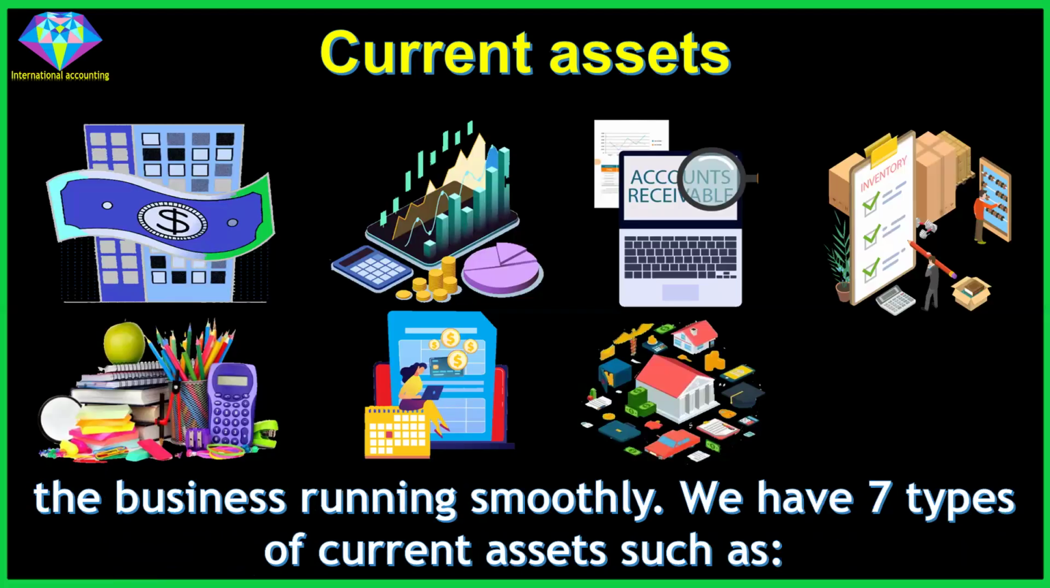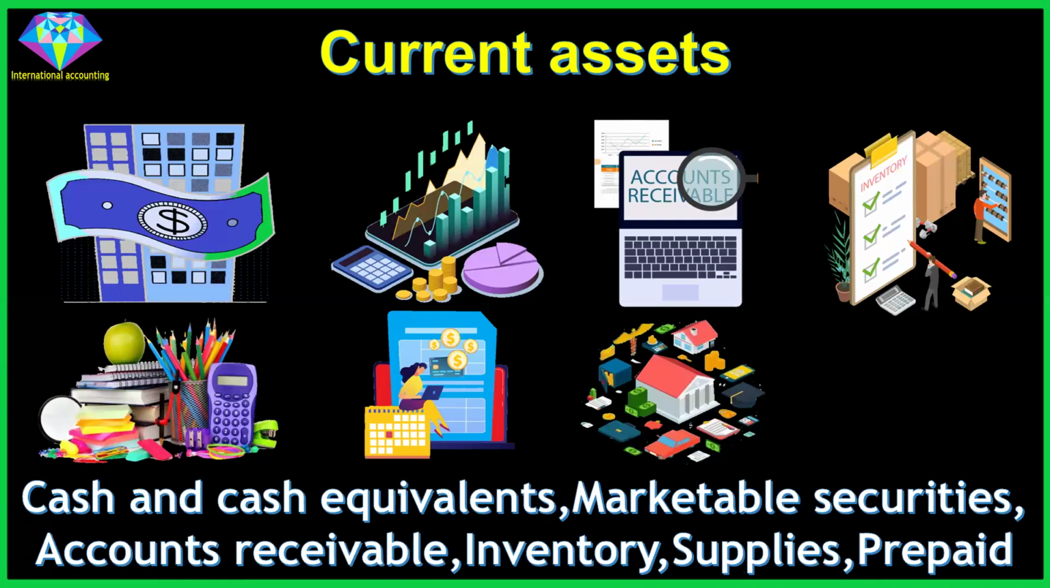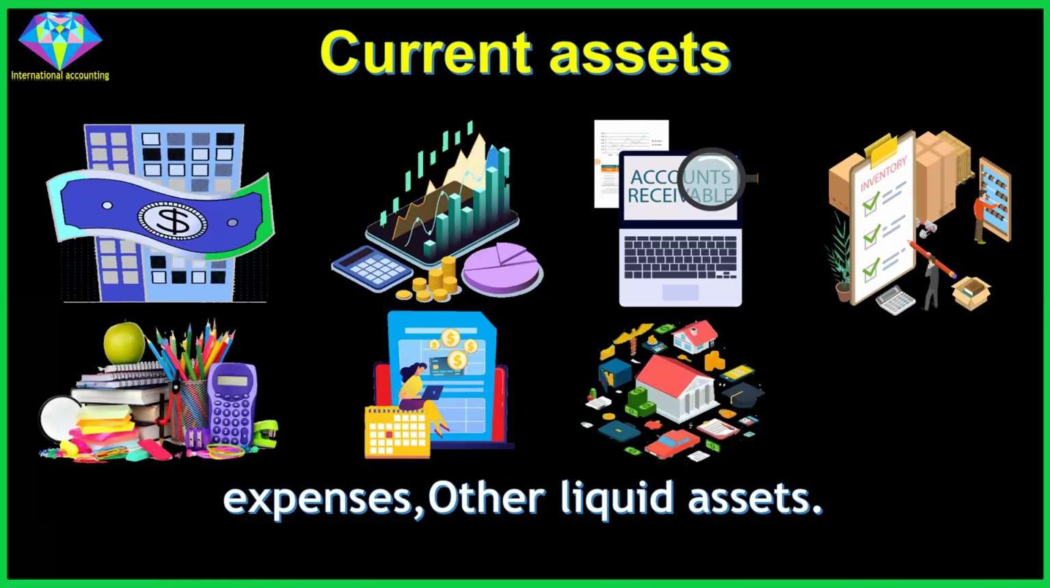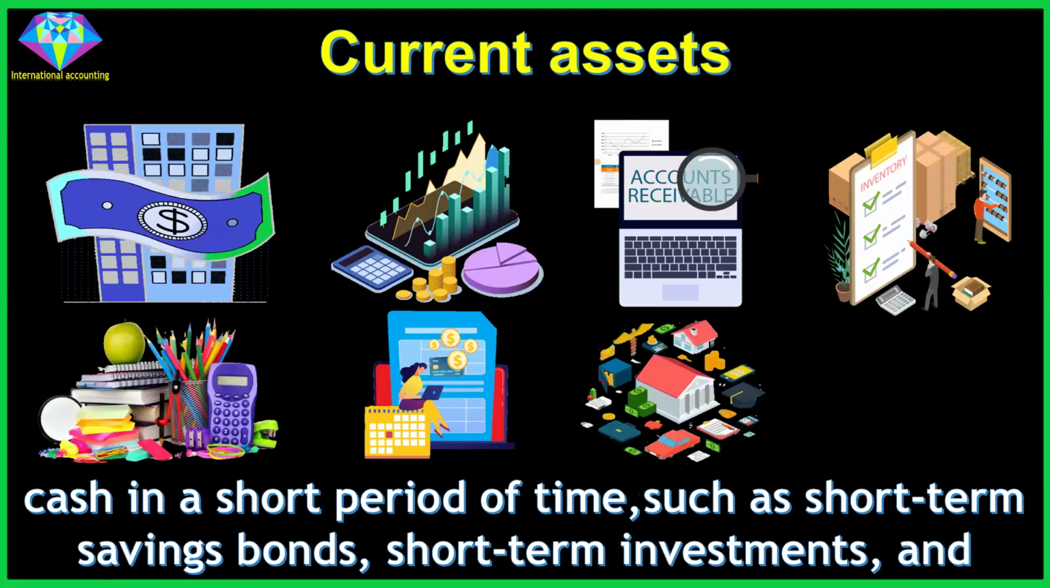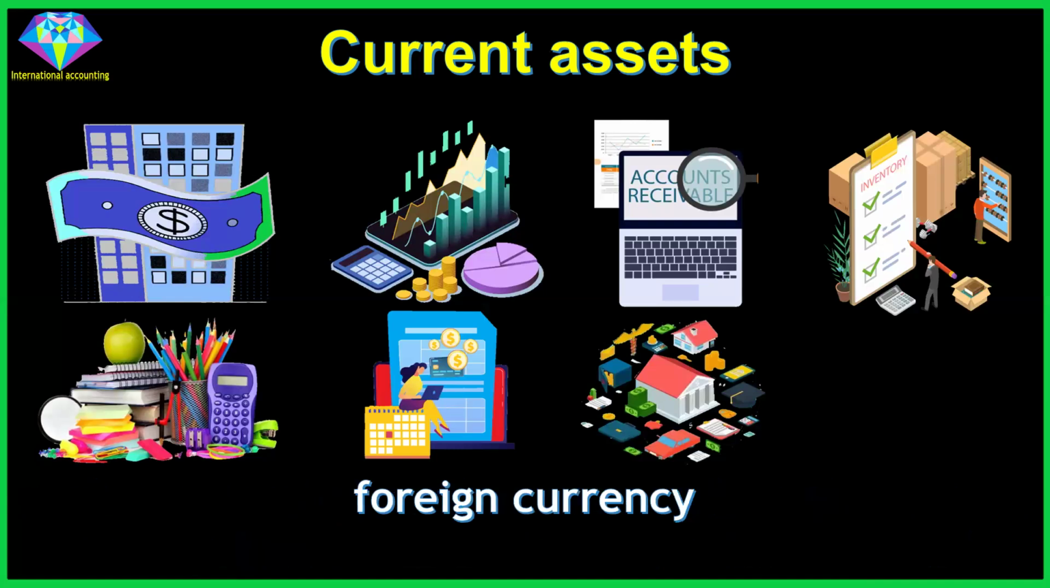the business running smoothly. We have 7 types of current assets, such as cash and cash equivalents, marketable securities, accounts receivable, inventory, supplies, prepaid expenses, other liquid assets. Cash and cash equivalents include cash, bank deposits, and assets that can be converted into cash in a short period of time, such as short-term savings bonds, short-term investments, and foreign currency.